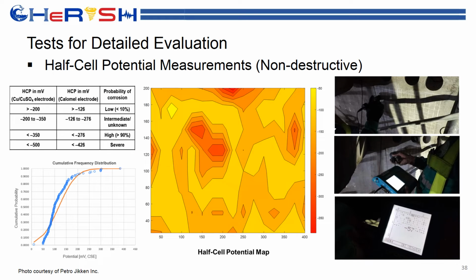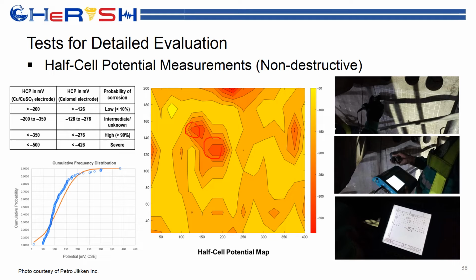Now, using the actual test, you can then plot the data of the half-cell potential. This is the half-cell potential map, which would then show you the area of corrosion concentration. So you can then say that, oh, this area is where the corrosion is happening, and then you can focus your repair in that area. It is also important to develop a cumulative frequency distribution, which will then allow you to determine how much percent of the concrete area is corroded.